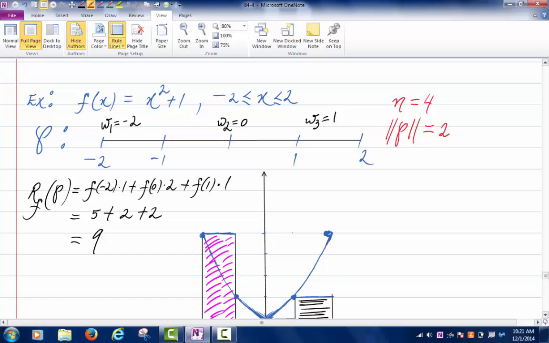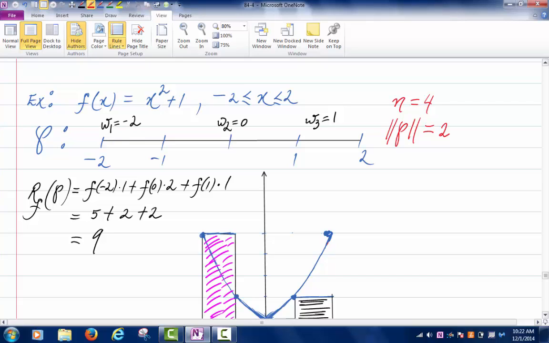The partition P is -2, -1, +1, and 2. How many partition points? 4. I am picking the partition to be -2, -1, +1, and 2. I have 4 partition points. How many subintervals do I have? 3. So the size is 3. The mesh is 2. Okay.